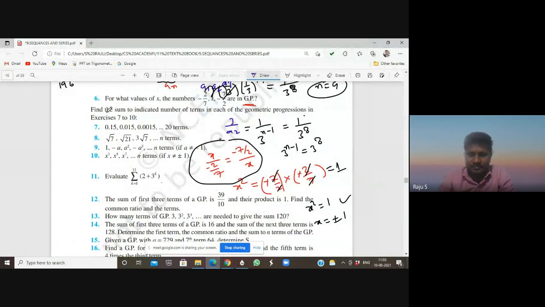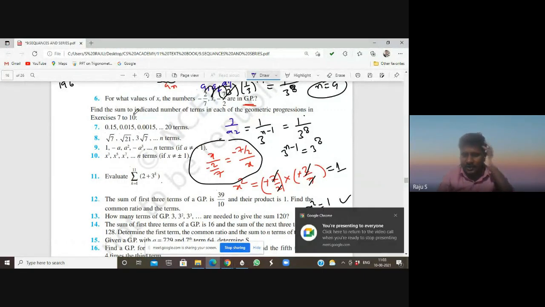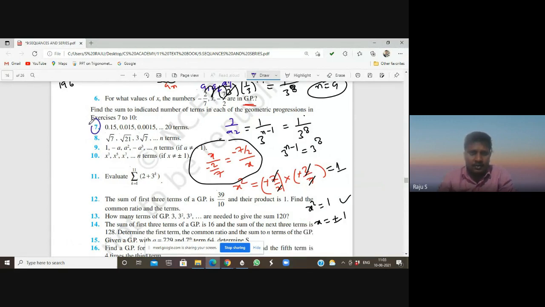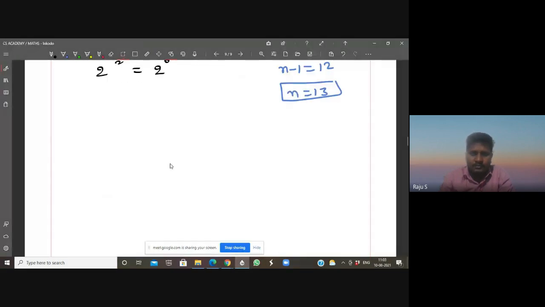Okay, students. Find the sum of the indicated number of terms in each of the geometric progressions in exercises 7 to 10. In the 7th question, we have to find the sum of 20 terms. Next, in question number 8, the sum of n terms. That's all. Let's see question number 7, 0.15.